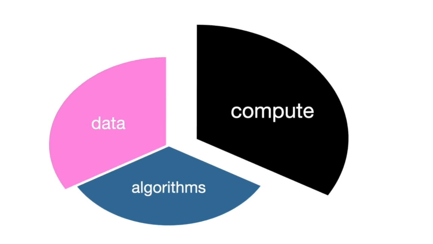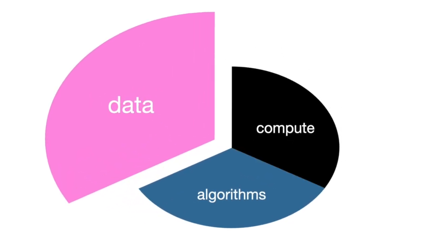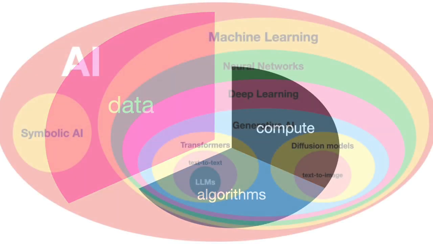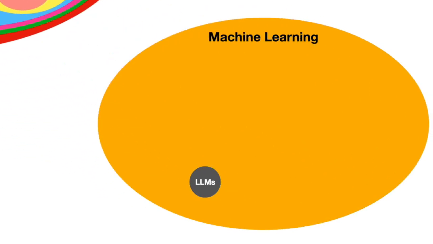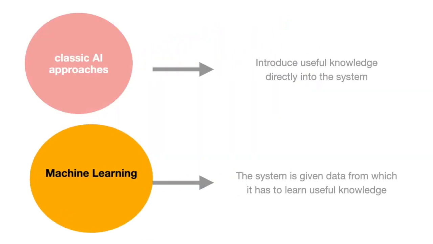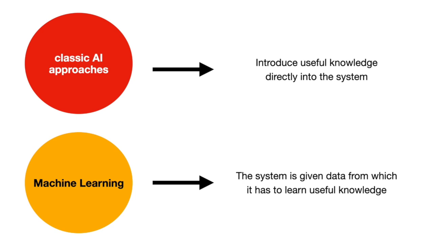And finally, data. If you remember from the previous video, we saw that LLMs belong to a type of AI called machine learning. The characteristic of all machine learning is that it learns about how the world works, not because the AI engineers put all that knowledge inside the AI software directly, but because they give the AI software data from which to learn about the world.